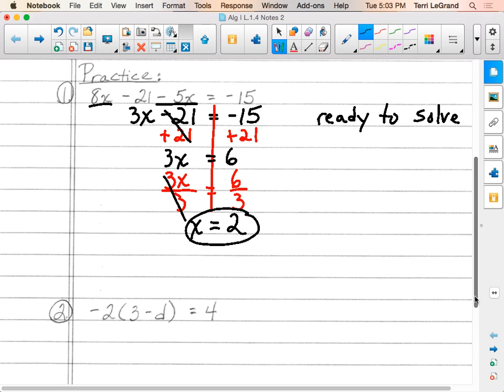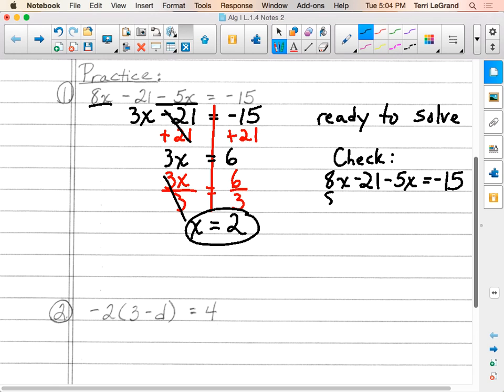Of course, to check this, where we would want to check it is all the way back in the beginning, before we did any simplifying. We would want to see, does it make the equation true? So let's just do a check problem over here. We have 8x minus 21 minus 5x equals negative 15. The reason we have to check here is because we could have simplified it incorrectly, and then we get an answer that works for that, but not for the original where we started from.